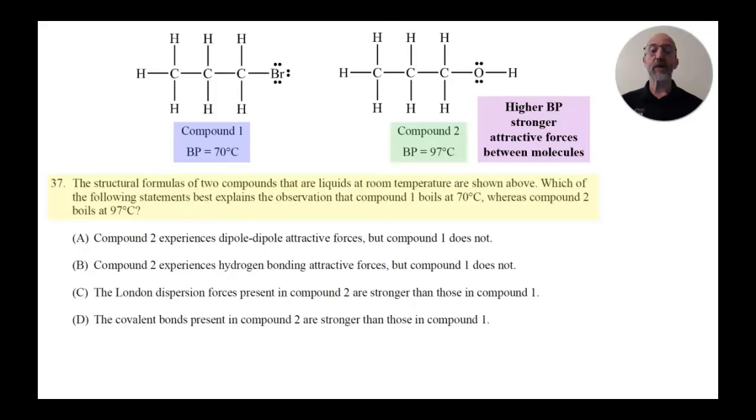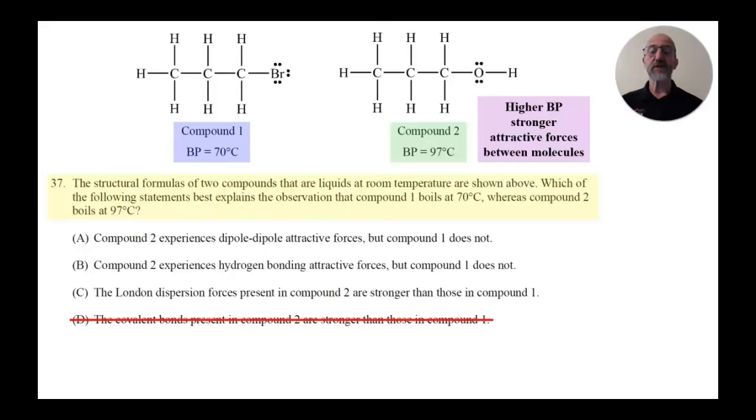2, which is going to be related to stronger attractive forces between the molecules. So I'm going to go ahead and eliminate choice D because it says the covalent bonds present in compound 2 are stronger than those in compound 1. So it's not about the covalent bonds within the molecule, it's about the attractive forces between the molecules.